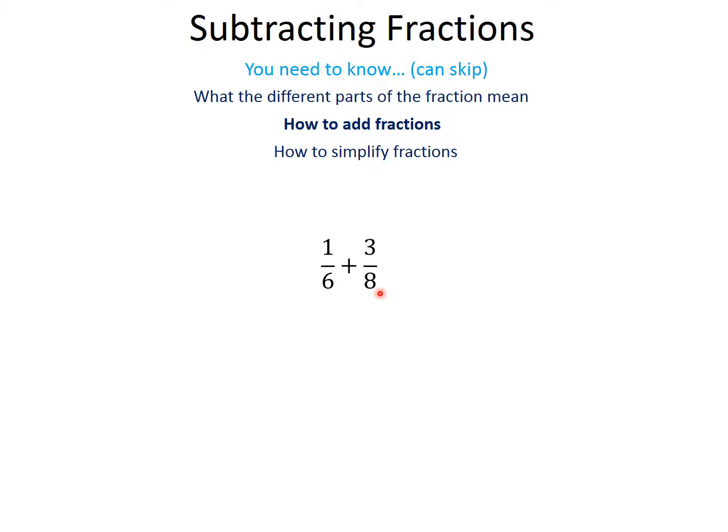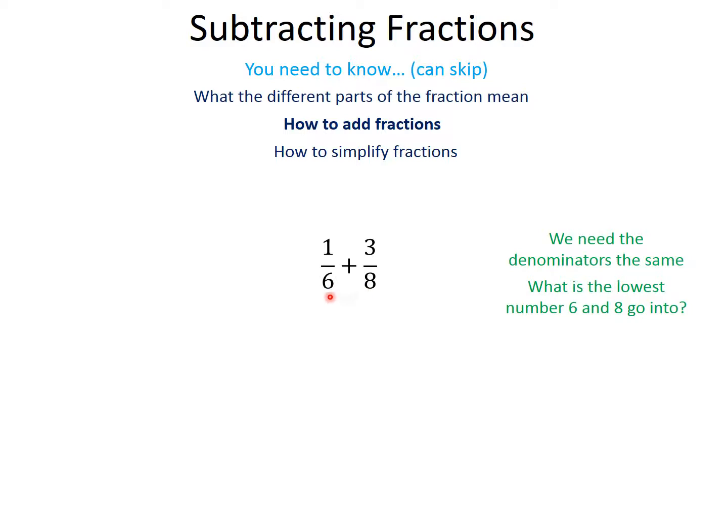And so what we need to do is get a common denominator first. We need them the same, and the question is, what's the lowest number that 6 and 8 both go into? Because whatever that number is, that's what we've got to make them, and it's 24. So we want to make 6 into 24. We do that by timesing by 4. Make sure we do it to the top as well. We want to make 8 into 24, times it by 3, and times the top by 3 as well.